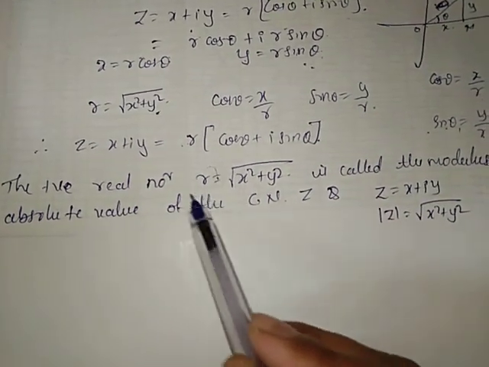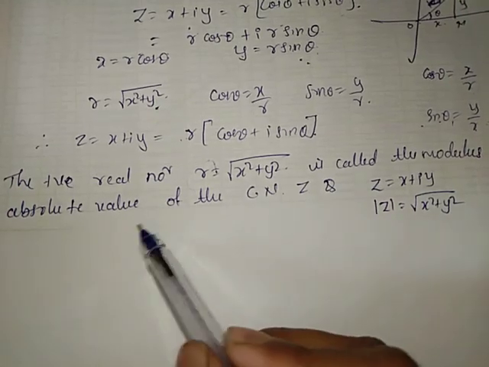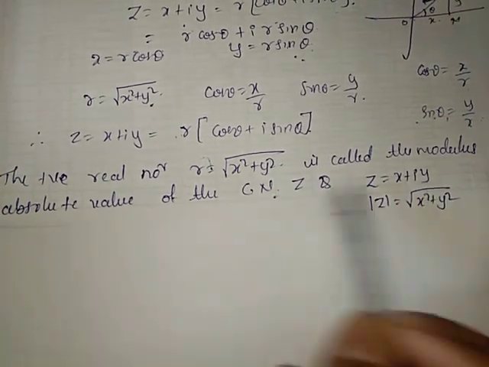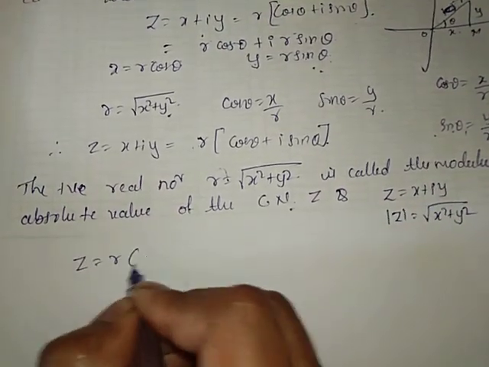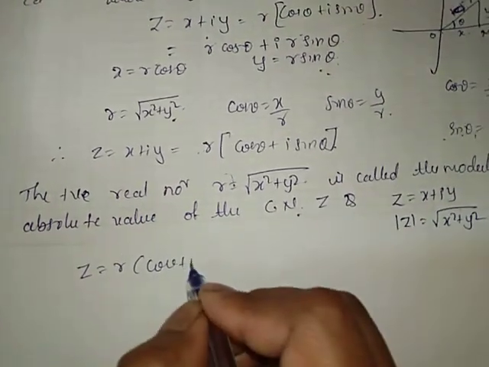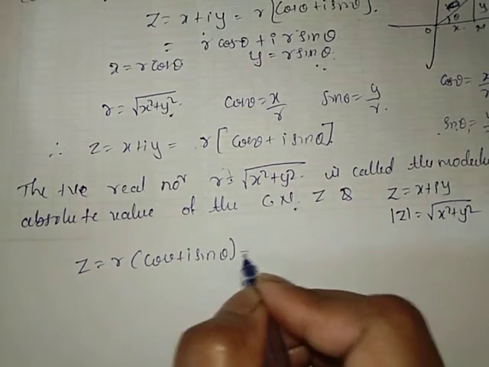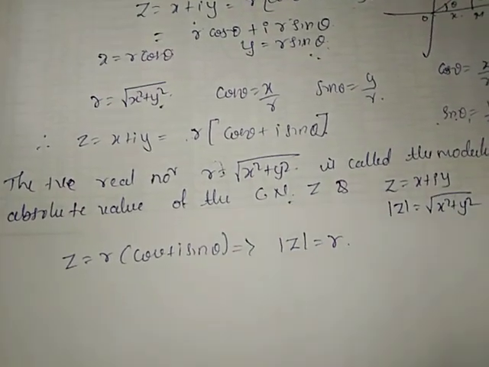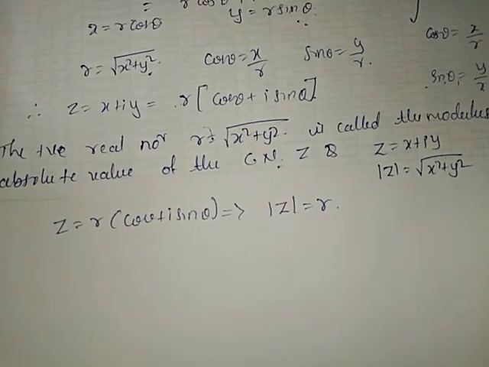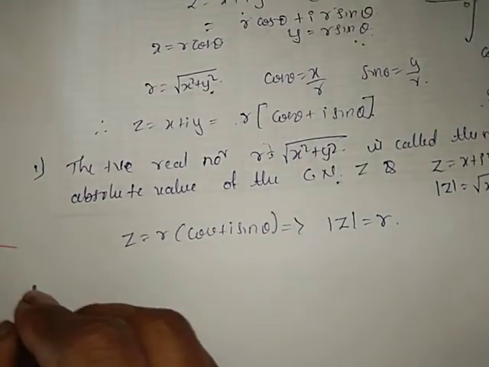Means r is nothing but our modulus or absolute value of the complex number. We can write it in this form, or z equal to r of cos theta plus i of sin theta implies mod z equal to r. Mod z equal to r here.